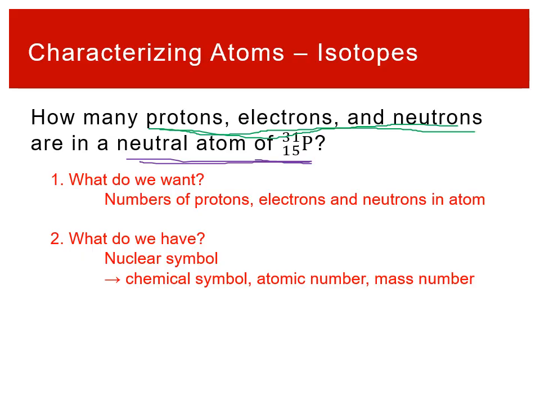We got a chemical symbol in there, that's the P. The atomic number is 15, and the mass number is 31. There's a lot of information in a nuclear symbol. There's another important piece of information that's kind of not so obvious, and that's the fact that it's a neutral atom. Remember that nuclear symbol only gives you information on the nucleus, protons and neutrons. So in order to figure out electrons, you need to know something about the charge of the atom, in this case, the fact that it's neutral.